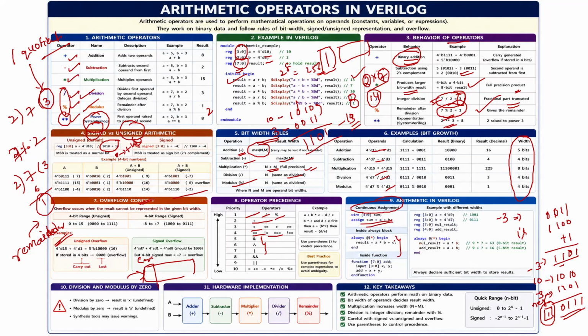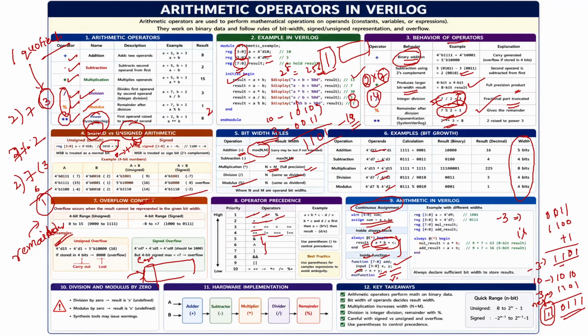Sometimes we can use procedural assignments, always @(*). The star represents that whenever any variable changes, your output will change. The output depends upon the input variables, so some values will be changing. Functions are also used, and a function will return some value. See, the function name is add, you mention the inputs x comma y, and then the output add. Then it returns the add value, one value.